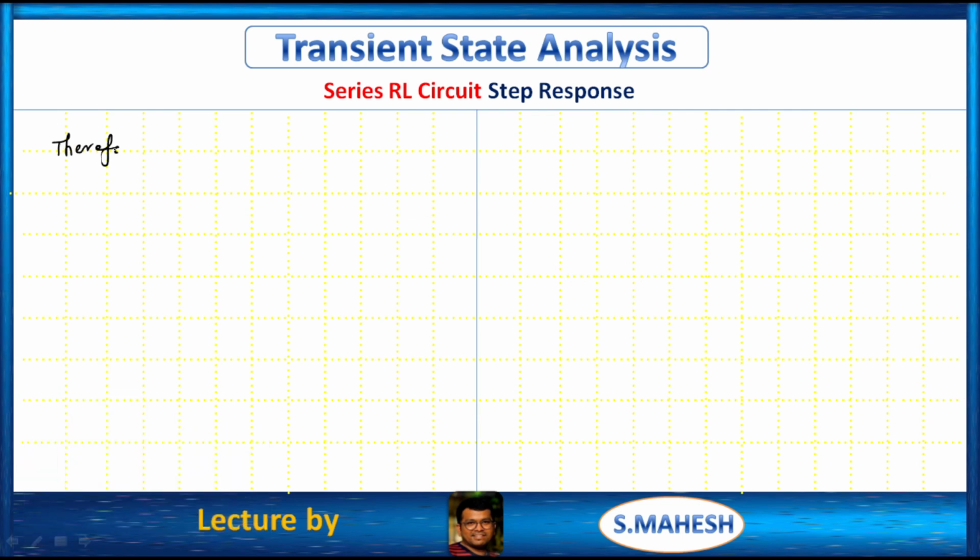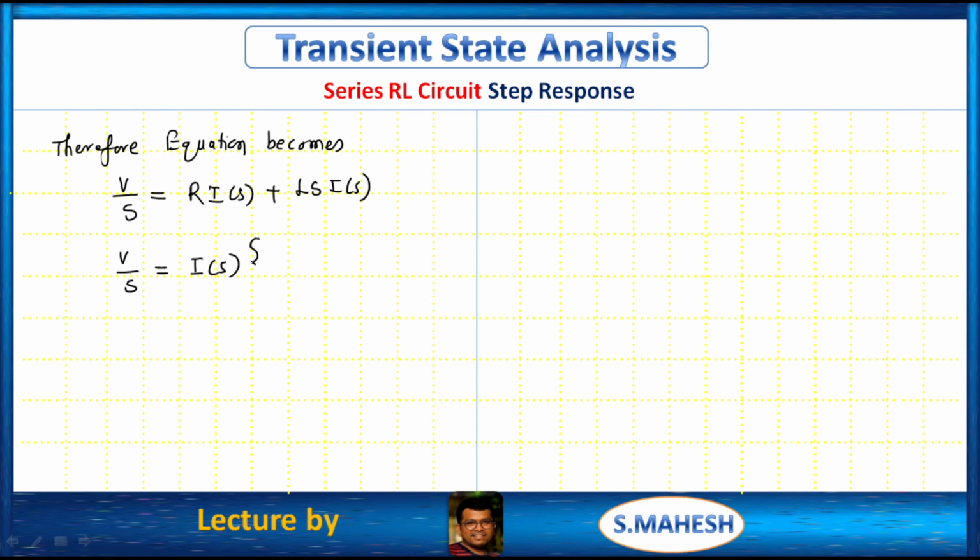Therefore, the equation becomes V by s equals R into I(s) plus Ls into I(s). That's it, right? So V by s equals I(s) taken common, times (R plus Ls). That's the equation. From this, I(s) equals V by s into (R plus Ls).